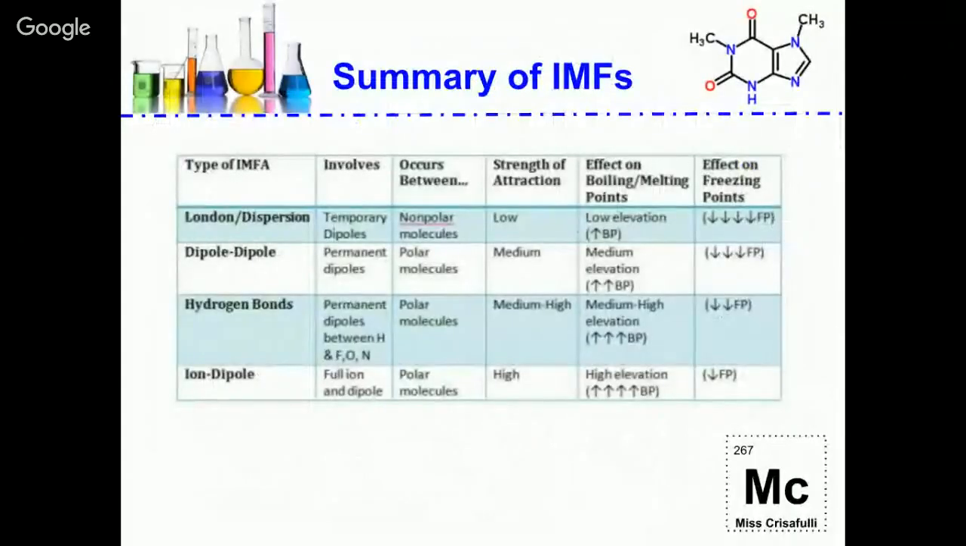So when we look at a summary of these intermolecular forces, this chart is a great thing that you should get used to memorizing. London dispersion, or LDFs, involve temporary dipoles. They occur between nonpolar molecules. They have a low strength. They're going to have low boiling points, and they're going to have low freezing points. And then as you continue down the chart, you can read it yourself. But this would be a good snapshot explanation of IMFs.